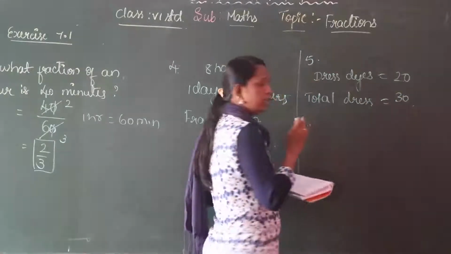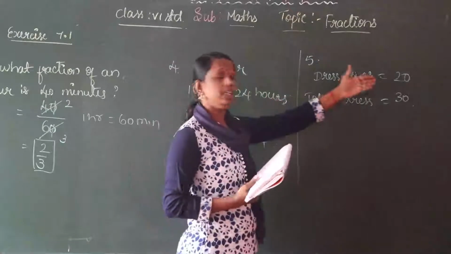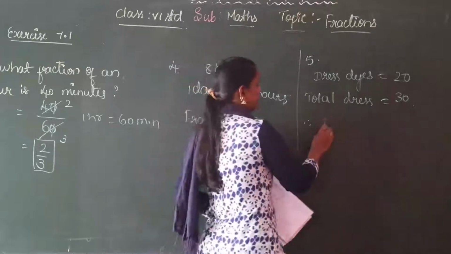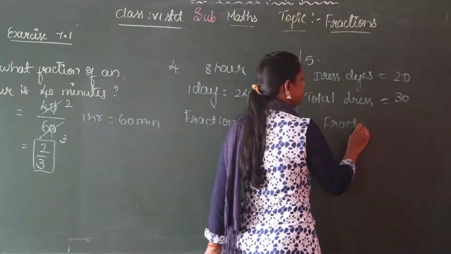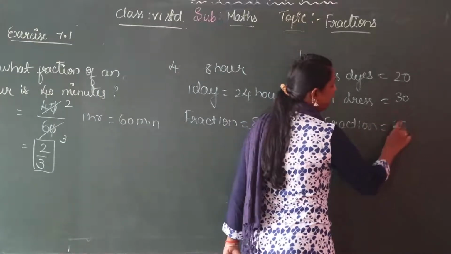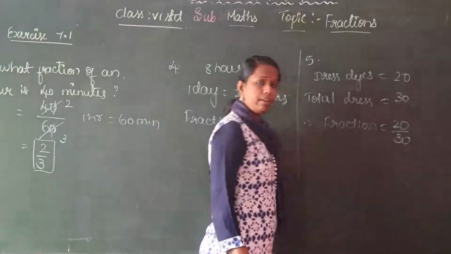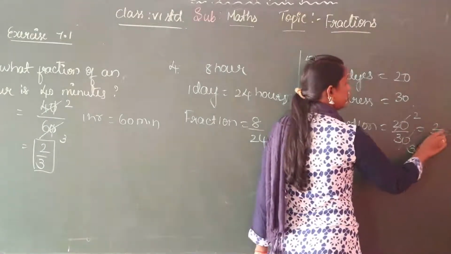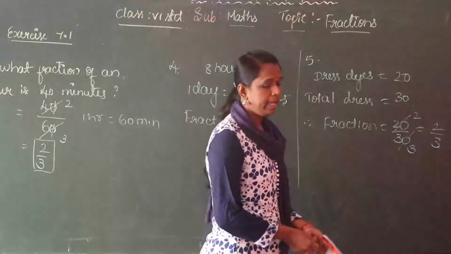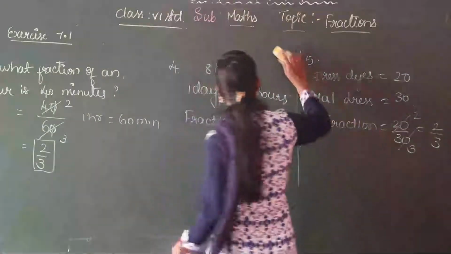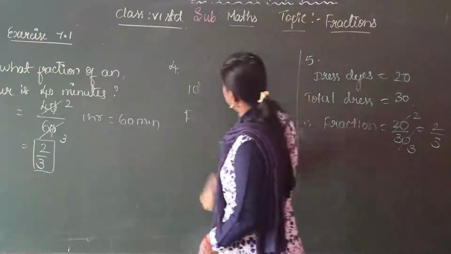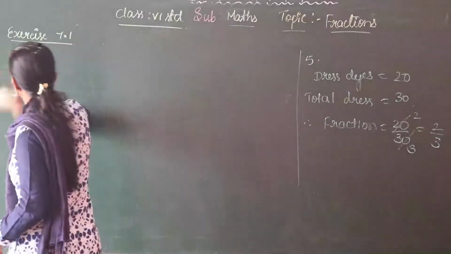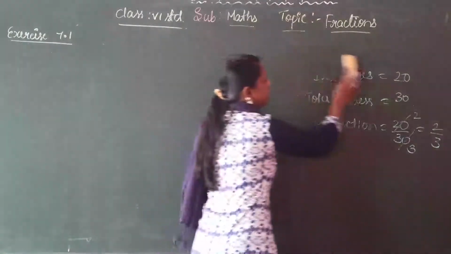So we can write here the dyed dresses, that is 20. Total dresses, that is 30. We can write the fraction for this. Fraction is equal to 20 by 30. It can be simplified also: 10 twos are 20, 10 threes are 30. 2 by 3 or 20 by 30. Okay children? 1 day makes 24 hours. 1 hour makes 60 minutes.